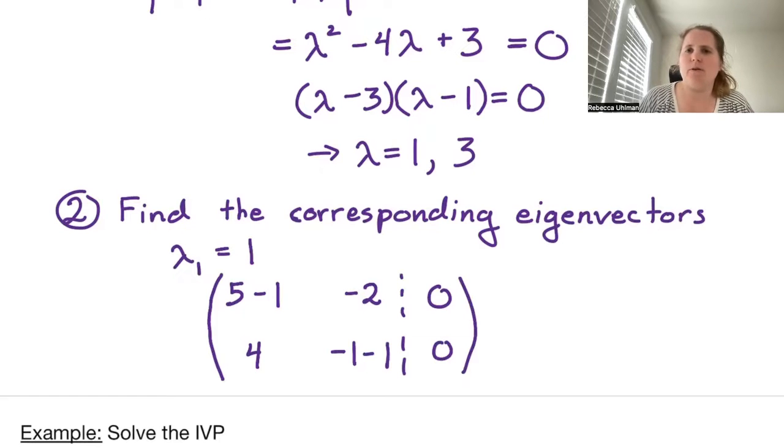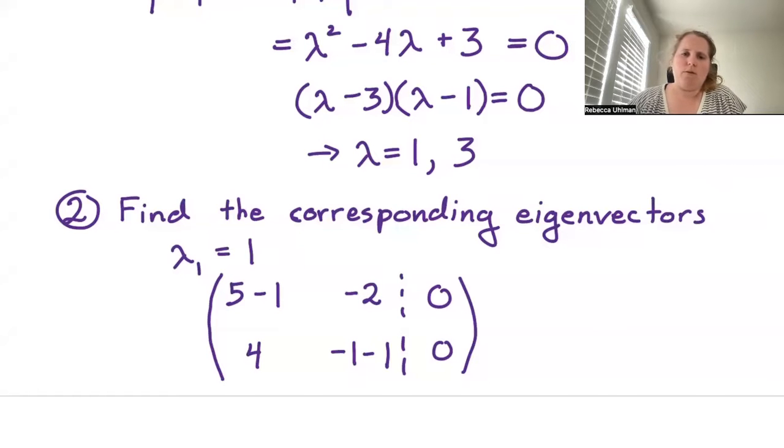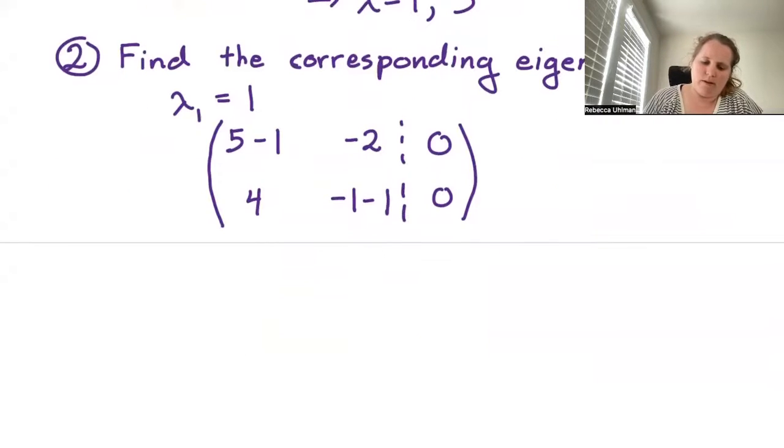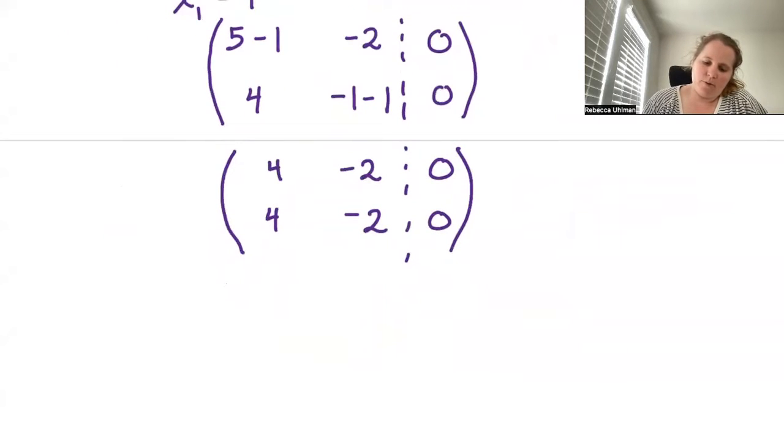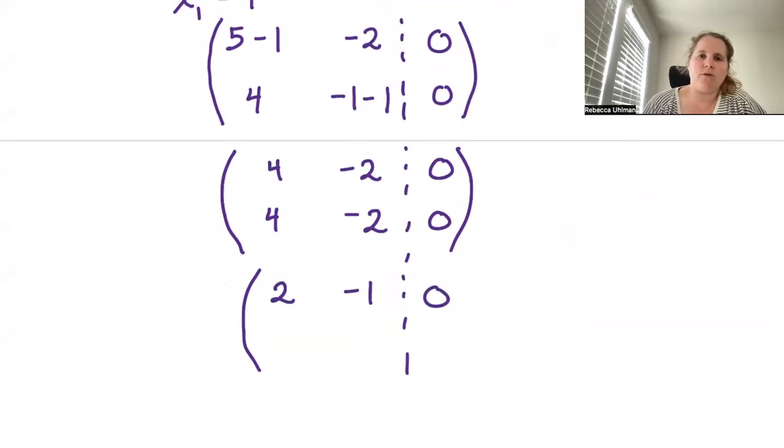My screen didn't update when I gave myself more room. I apologize. Okay, now we've got room to go. So this becomes +4, -2 up top, and +4, -2 down below. And of course 0 is on the right. This simplifies to 2, -1, 0 for our first row, and the two rows just cancel each other out, giving a free variable for our second row.